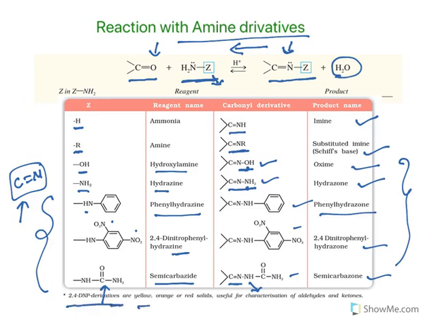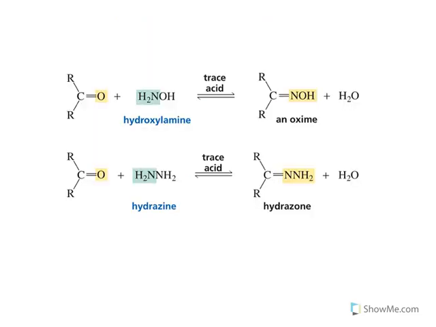2,4-dinitrophenylhydrazine derivatives are yellow, orange and red solids. They are useful for characterization of aldehydes and ketones. What happens is the reaction of all these derivatives results in solid material. They are useful for characterization of aldehydes and ketones. What do you mean by characterization? Let us see with an example. Before that, let us see how the reaction takes place.